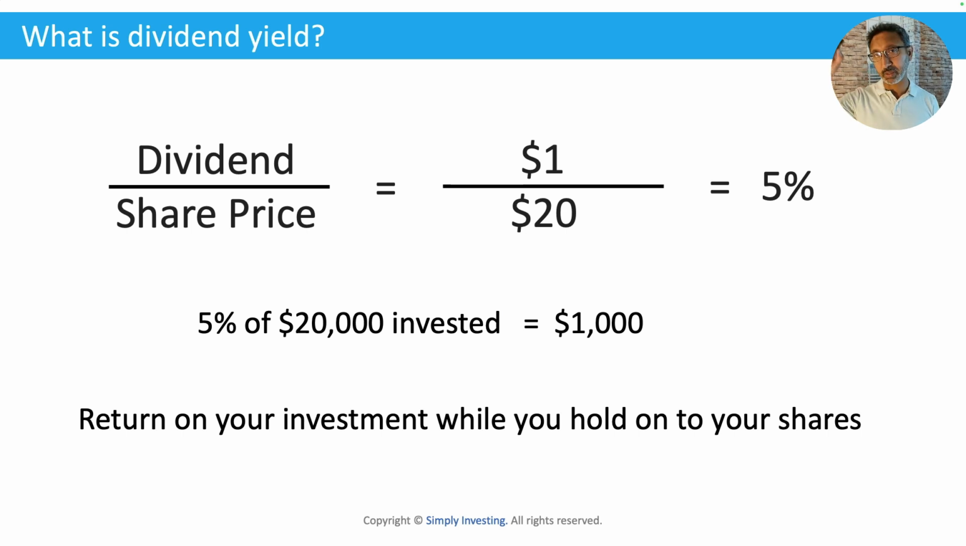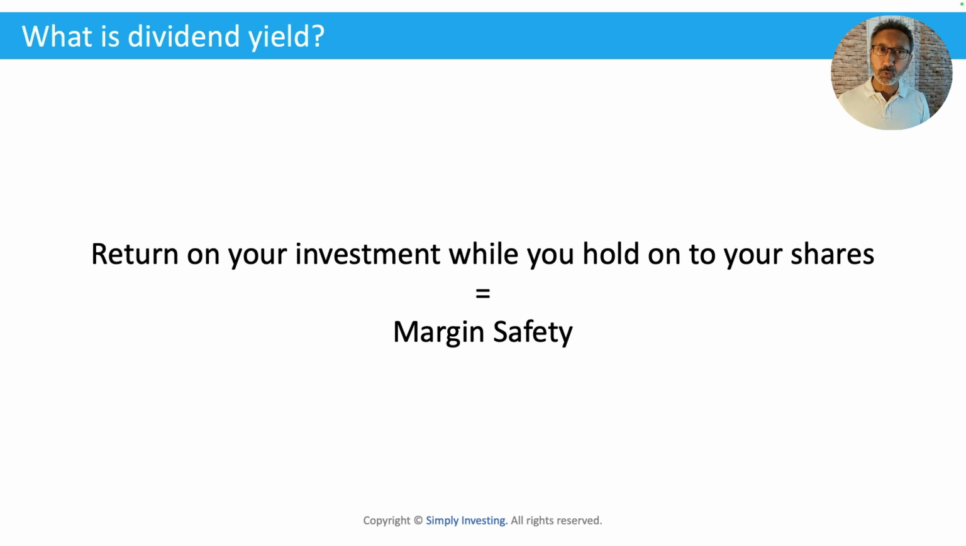Again, the share price can go up and down, but as long as you've bought the shares in this example at $20 a piece and the dividend yield is 5%, you will earn 5% every year in cash. Like I said, the dividends are deposited into your trading account directly, and you'll receive those dividends every year. So the other thing we want to look at, and what is key to today's episode, is that the return on your investment while you hold on to your shares essentially becomes your margin of safety when you are investing in a particular stock.